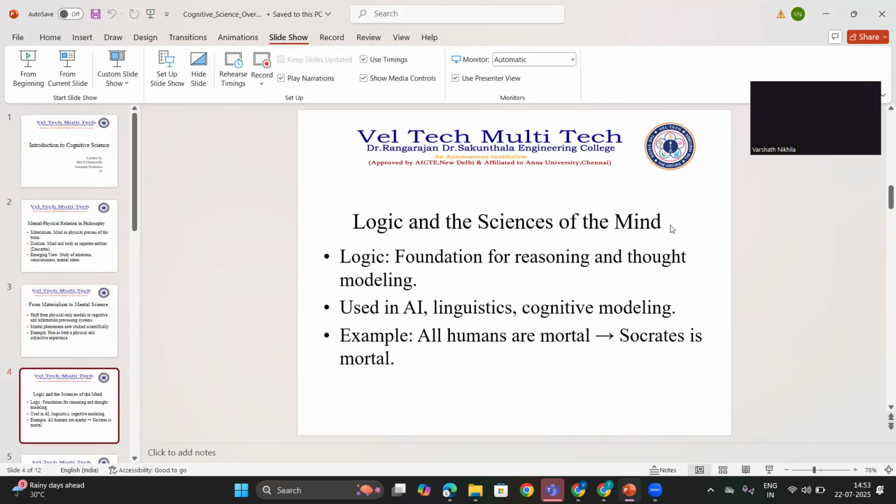Conceptual relevance: understanding these conceptual systems helps students see how formal models can capture aspects of human reasoning. It provides tools for analyzing rational thought.